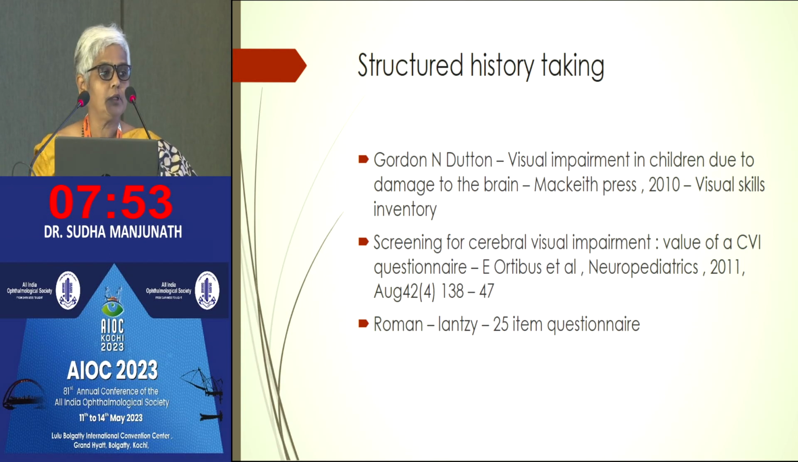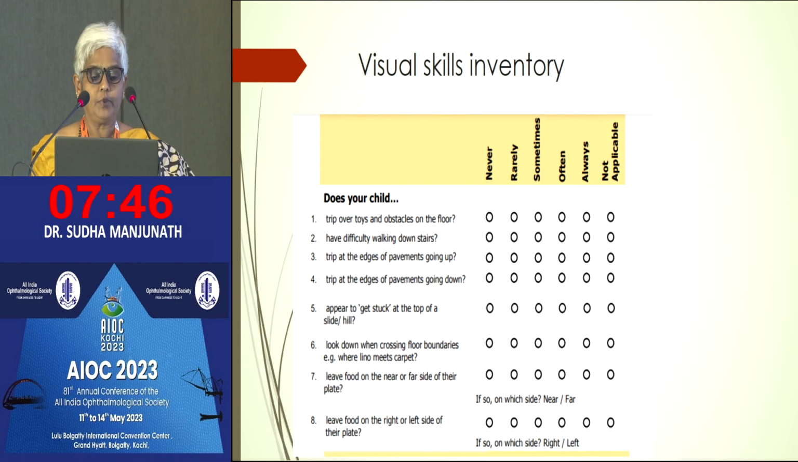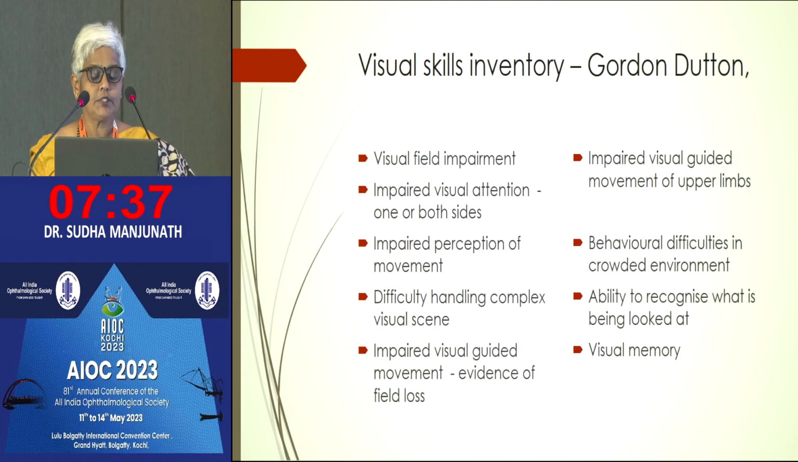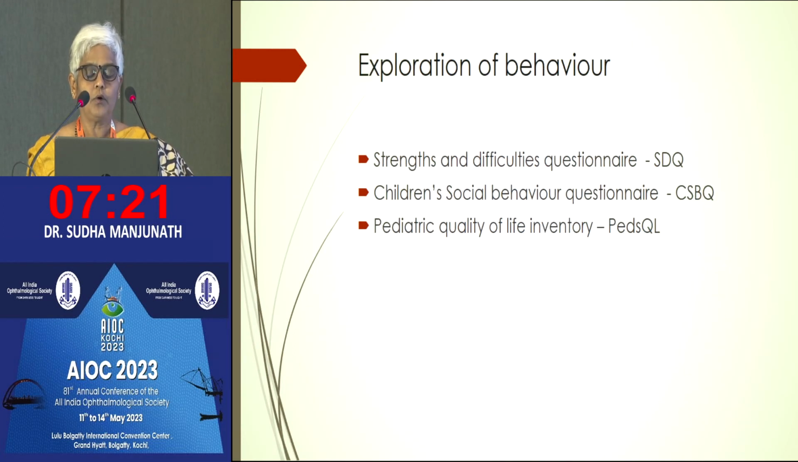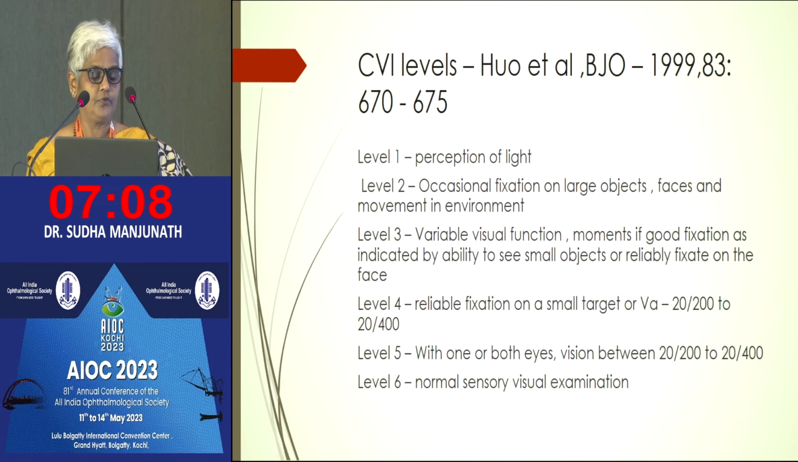The visual skills inventory by Dr. Gordon Dutton is the history taking protocol that we have been using. It consists of visual skills inventory for two age groups, 4 to 8 years and over 8 years of age. And it takes into consideration all the aspects of dorsal and ventral stream dysfunction in the visual impairment of these children, and questions are directed at each one of them. So, when you put them all together, you have a very good idea of the child's visual behavior. And if you combine it with other questionnaires such as the strengths and difficulties and social behavior questionnaire, you can get a very good idea of what is this child's quality of life.